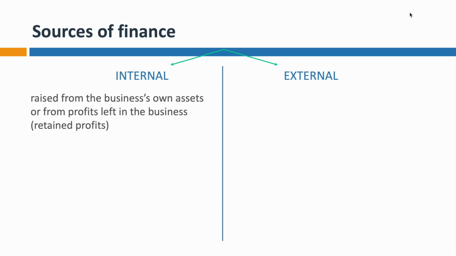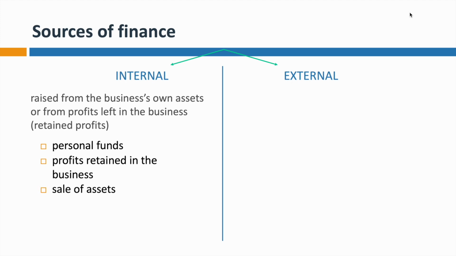If it's an internal source of finance, it is raised from the business's own assets or from profits left in the business. So some examples can be the personal funds of the owner. It can be profits which have been reinvested back into the business, retained profit, or you can raise internal finance through the sale of assets, most often unused assets.